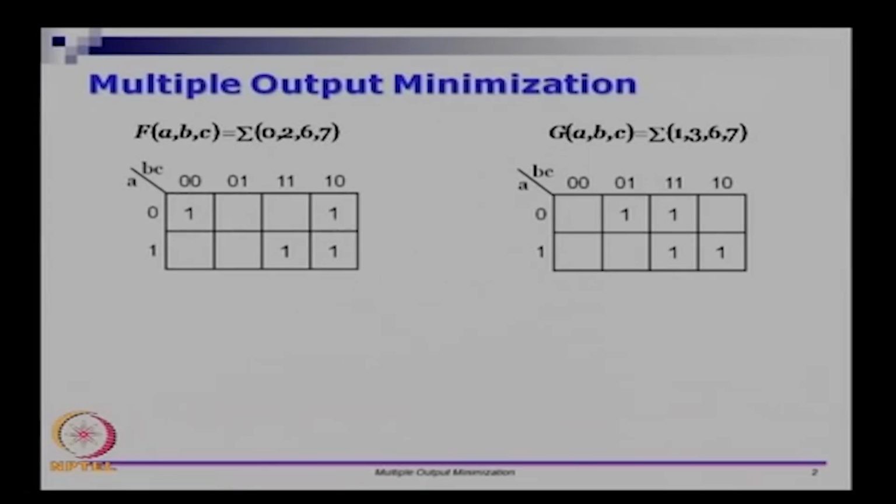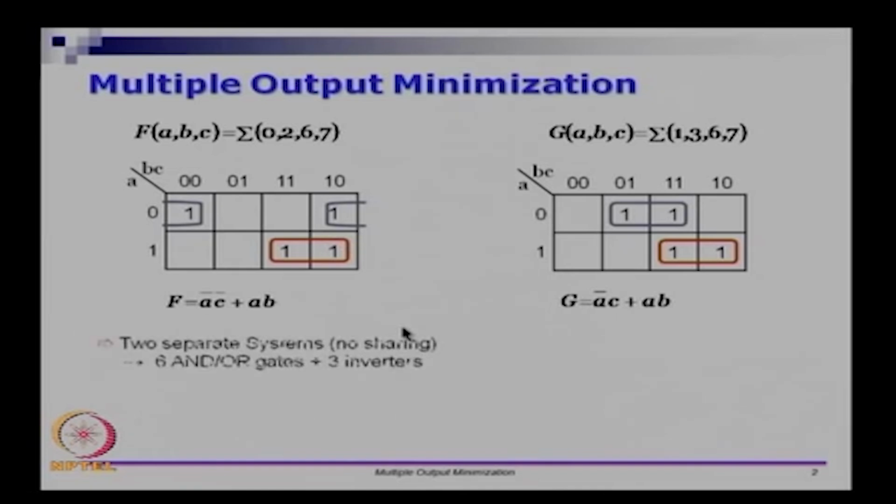So we have it here. The one on the left side is for sigma 0, 2, 6 and 7, and the one on the right side is sigma of 1, 3, 6 and 7. Now you can minimize this. For F, this is A bar C bar plus AB, where this term is AB and this term is A bar C bar. For G, this term is AB and this term is A bar C. So we can go and implement them separately.